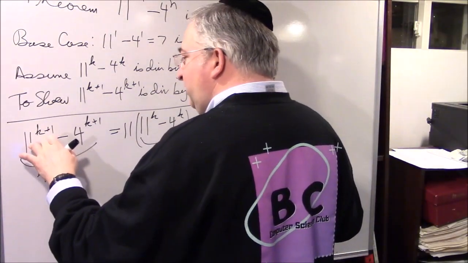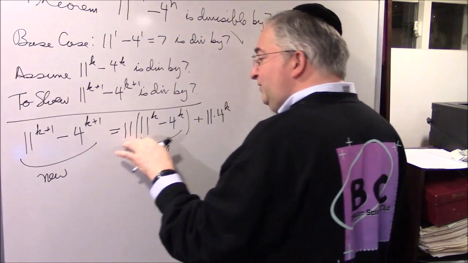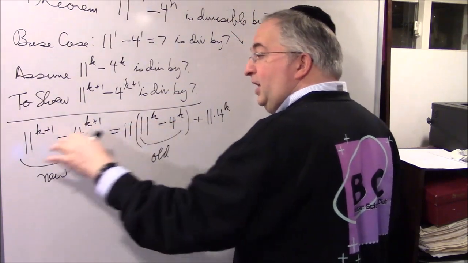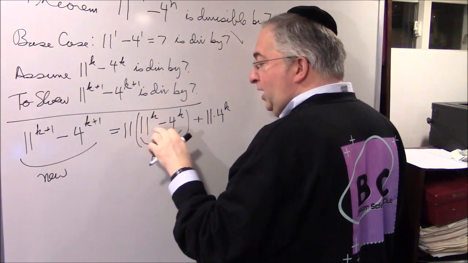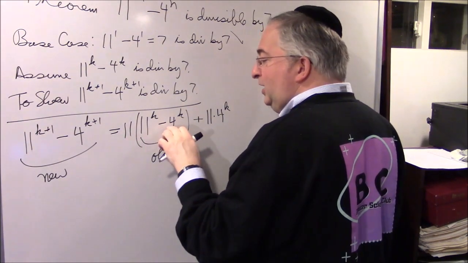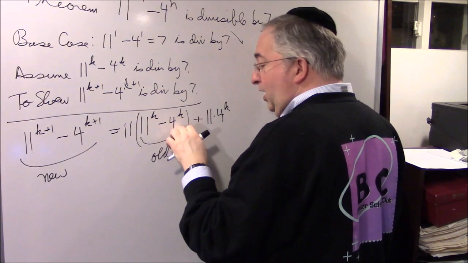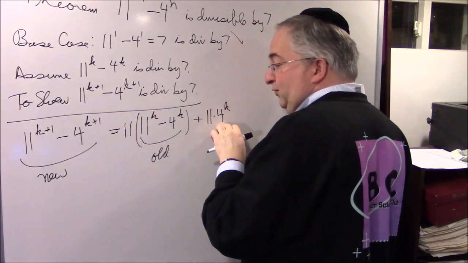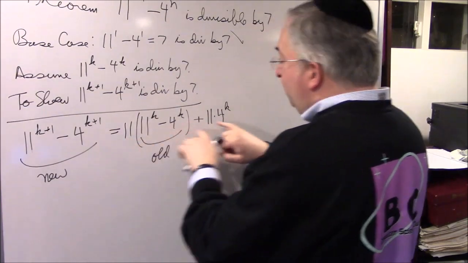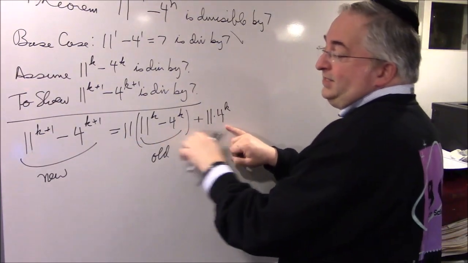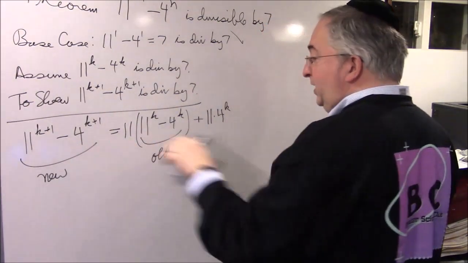11 to the k minus 4 to the k. 11 times 11 to the k is 11 to the k plus 1. Good. Next, minus 11 times 4 to the k plus 11 times 4 to the k. That's going to cancel out. This term plus this term is equal to 0. But that's still not equal to this, so we better multiply that out also.